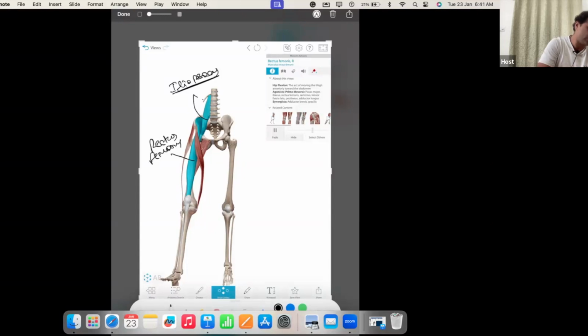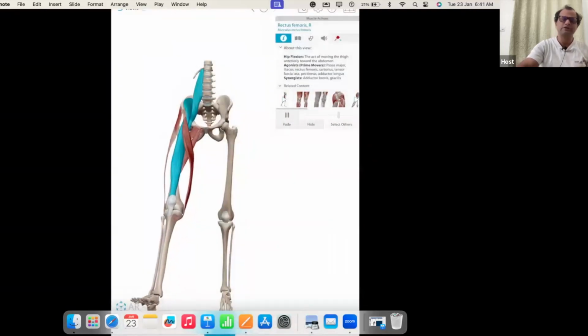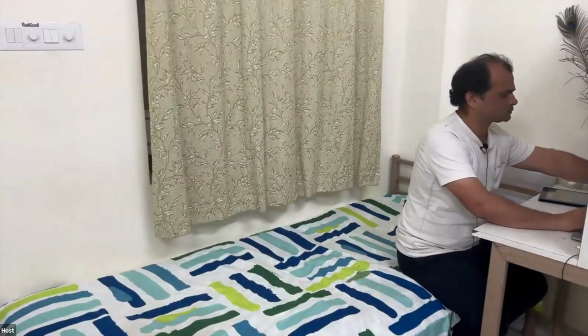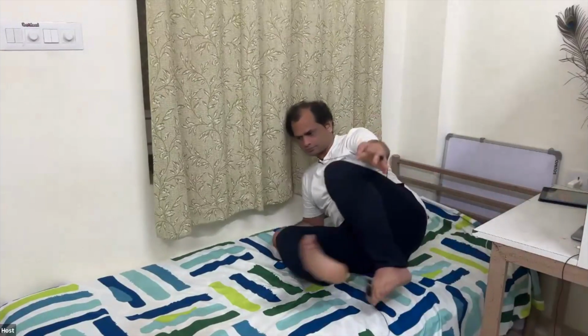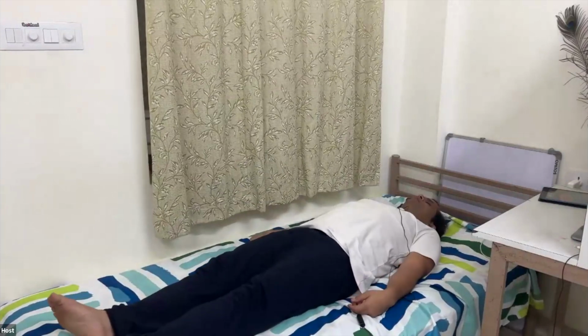So quickly we will do the movement of this, then we'll see the extension muscle. Then we'll do the movement of the extension muscle, then we'll do all one by one. So let's start. We'll do a few movements of this muscle. So lie down in the supine position, everyone. Start now. We'll start from the right leg.